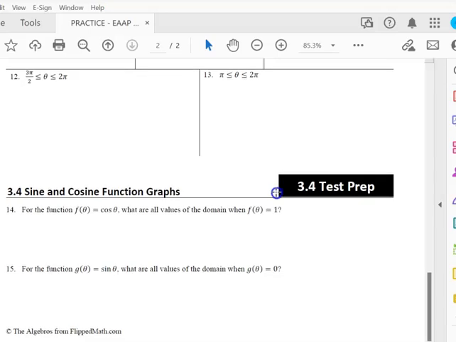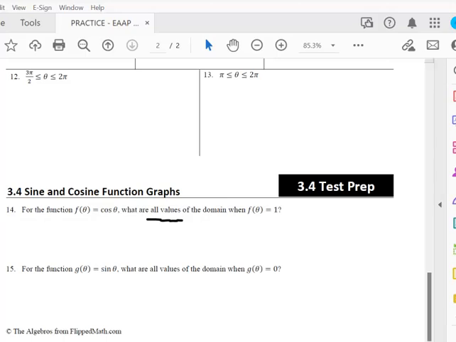Now, one more question I wanted to go over here is down here at the bottom, what's listed as question 14 and question 15. I want to do question 14 together. It says, for the function cosine theta, so that's our basic cosine curve, notice this, here's a particular word we need to watch out for, and it's particular. What are all values of the domain where f of theta equals 1?